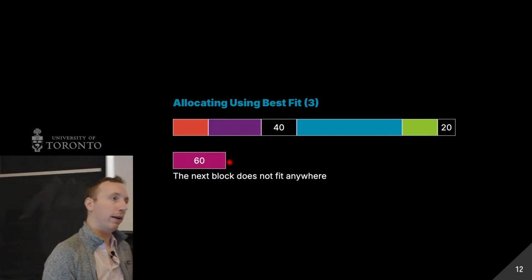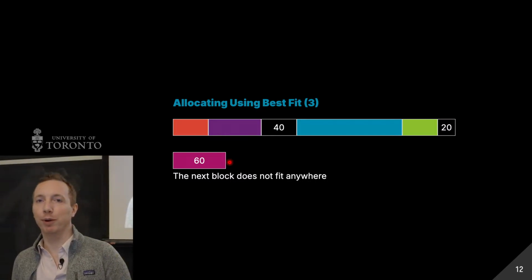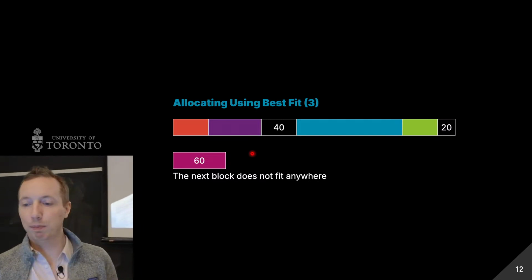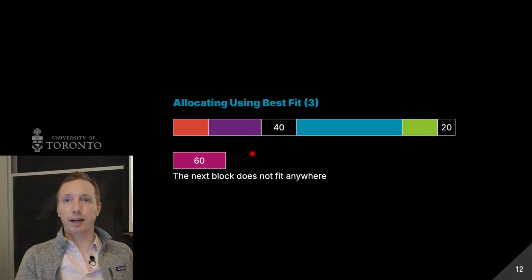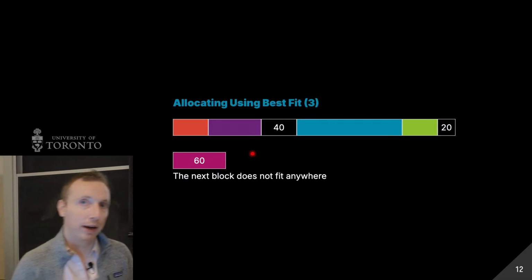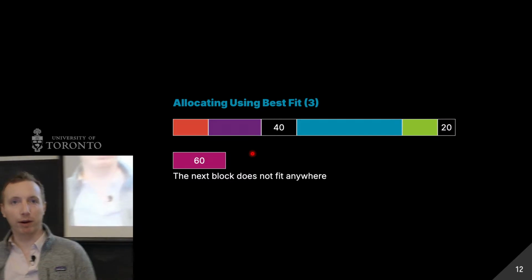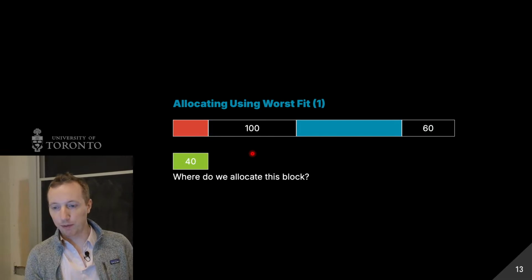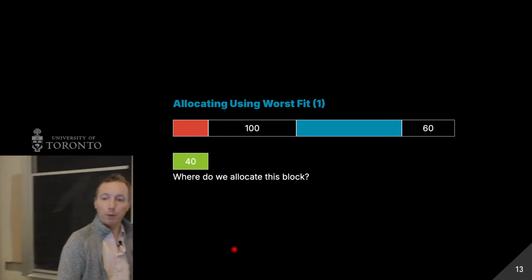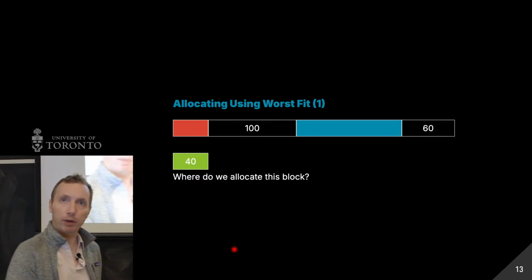Now if we have a pink allocation for 60 bytes, we are now screwed, right? We can't do this allocation because even though we have 60 bytes remaining, we don't have 60 contiguous bytes. So if we are malloc, we would return failure or out of memory or whatever, right? So let's see what would happen if we do worst fit. So worst fit, I pick the biggest block instead of the smallest one that can fit it.